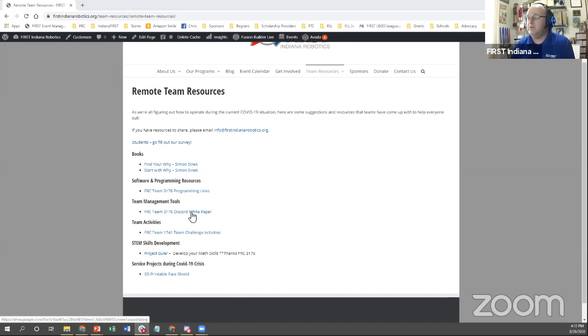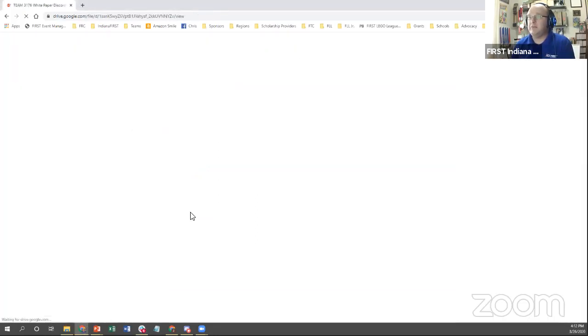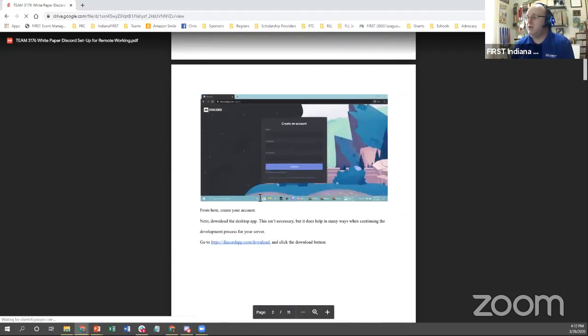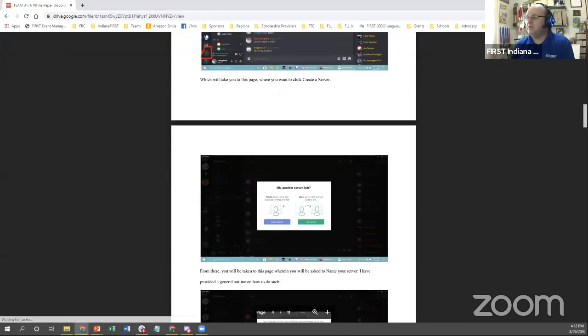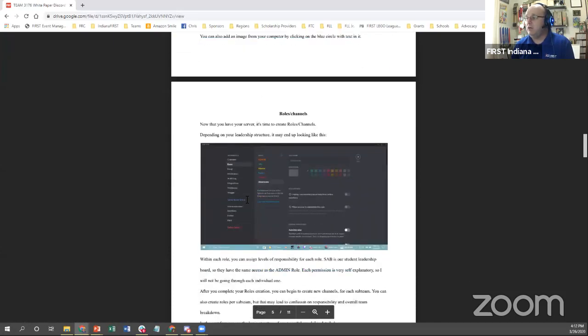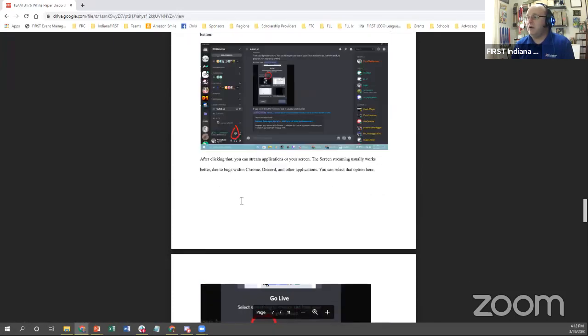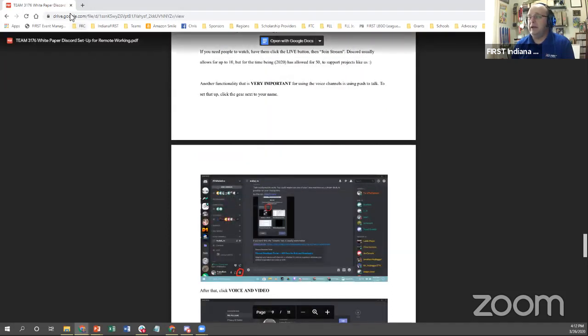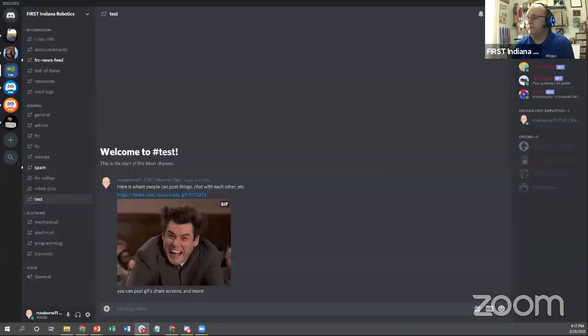Here you can see the FRC Team 3176 Discord white paper. You can download that. It's a PDF. Thank you to Nathan Heidegger for sharing that with us. They did a real nice piece here, screenshots and everything, on how to set up a Discord and how they utilize Discord. It's a very easy way for you to read one document, get it set up, and be up and running with your own team Discord today.